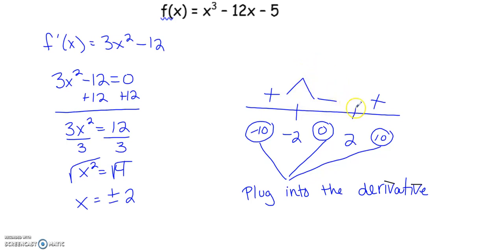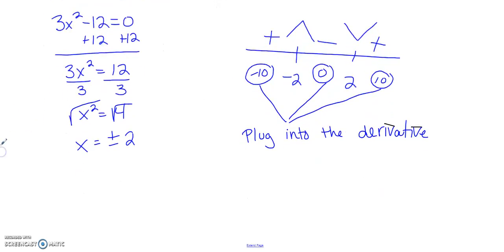We're going to redo this over here at 2. It's negative, so that means I have a negative slope, so we're coming down. And then to the right of 2, we have a +10, so we're going up. So here we go. Let's write our final answer.